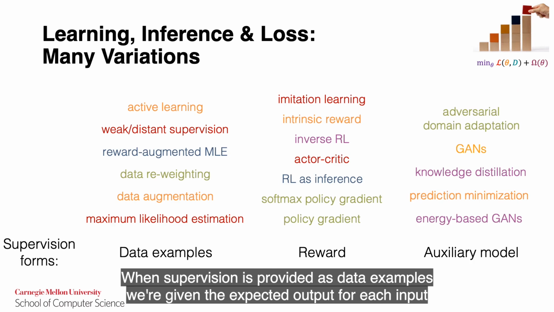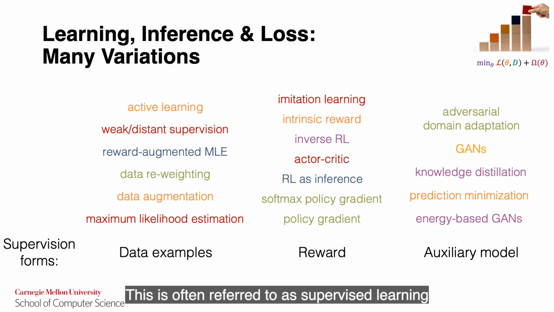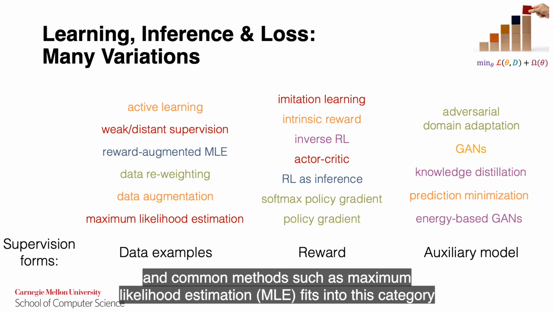When supervision is provided as data examples, we're given the expected output for each input, and the goal of the model is basically to generate output that matches the ground truth. This is often referred to as supervised learning, and common methods such as maximum likelihood estimation, MLE, fit into this category.